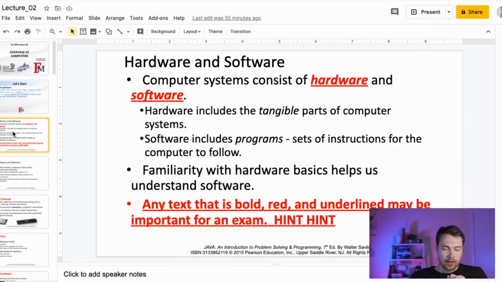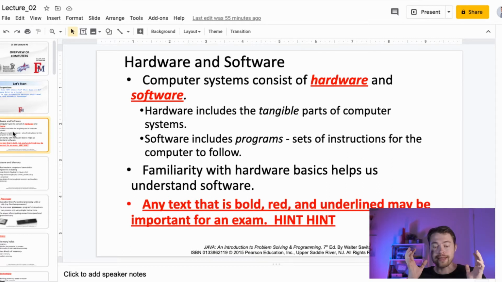Let's get started. So, hardware and software. Basically, everything we know about computers can be split into two parts: hardware and software. Those terms which are in red, you definitely need to know them. You definitely need to take notes for them because they will definitely appear on the quizzes.